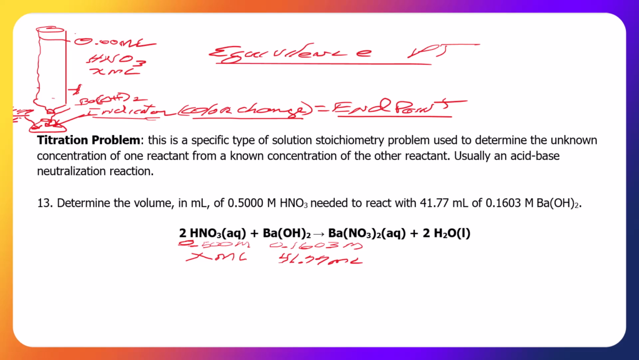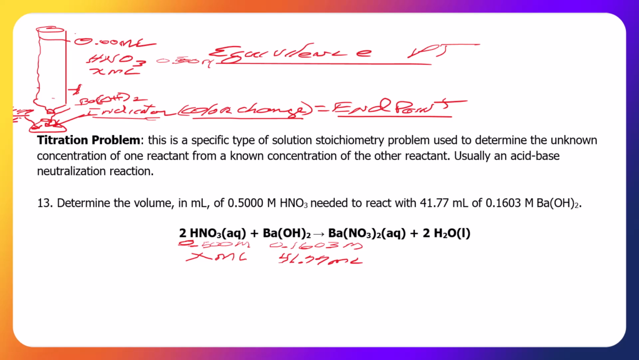So in this scenario, the nitric acid is here. We actually know the concentration of the nitric acid in the burette. It's 0.500 molar. And we don't know how many milliliters of the nitric acid that we need to drip in here to reach the end point of the titration.